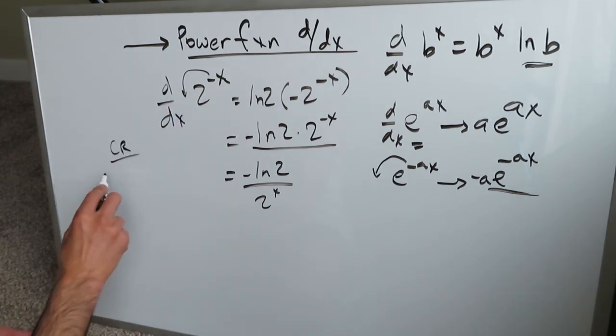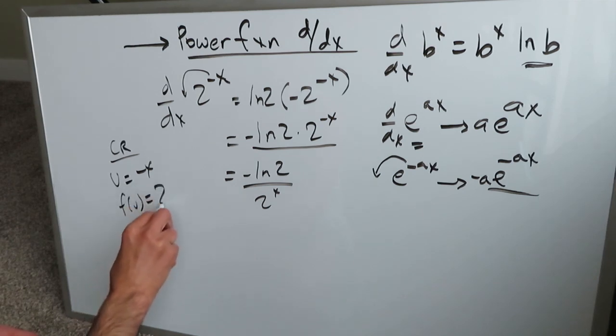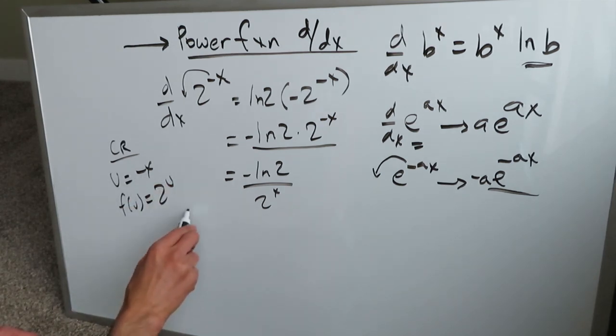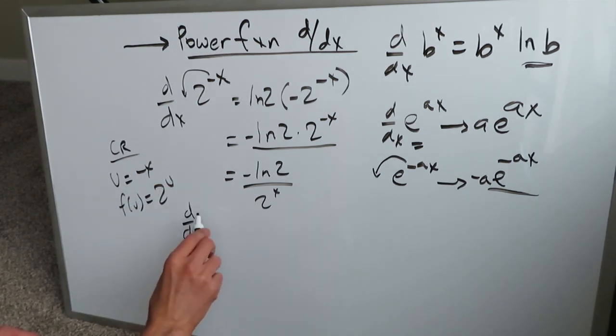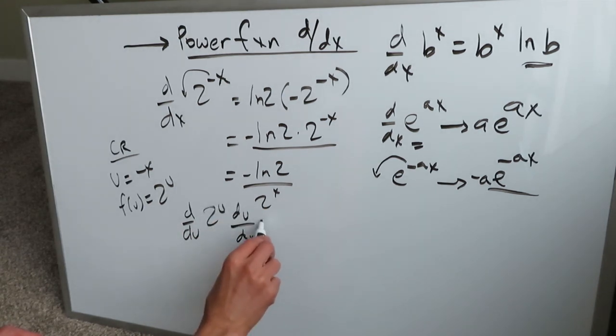And you can do a chain rule by using a substitution, u is equal to minus x. Then you do f the function in regards to that, you get 2 to the power of u. Now you can just do the basic chain rule technique. Derivative with respect to u, you have 2 to the power of u, and then the du with respect to dx is a minus x. And you know this is x to the power of 1.